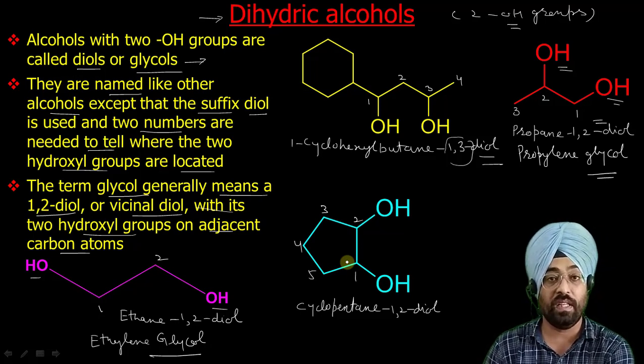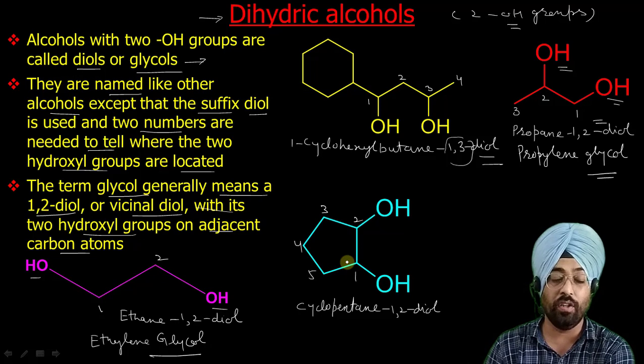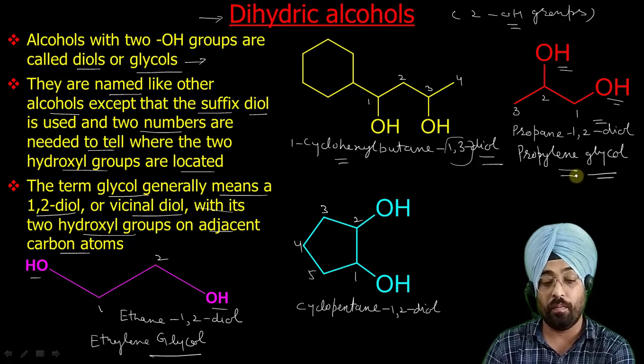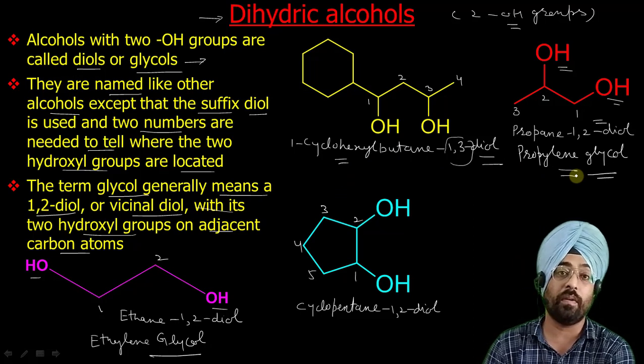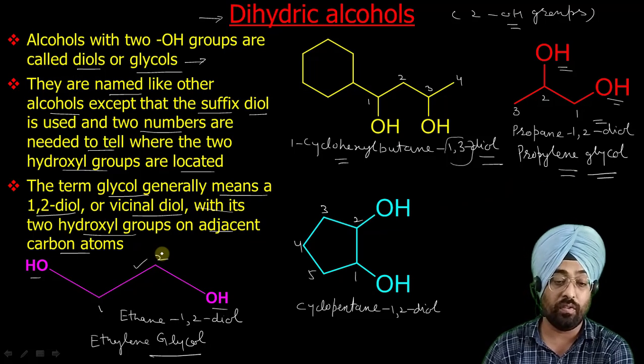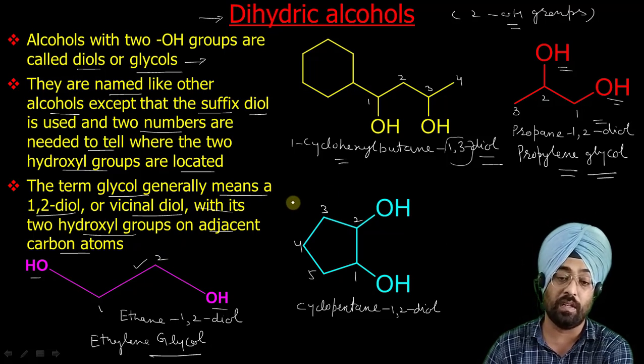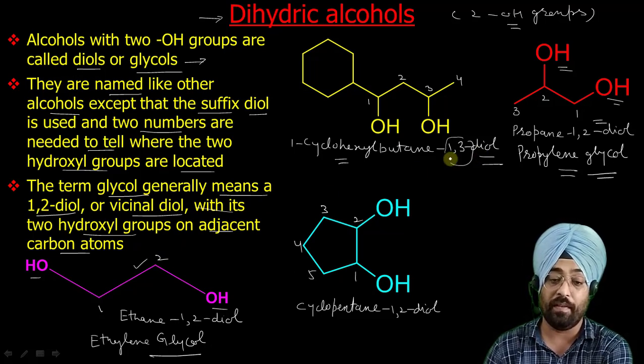So that's how we name these diols. You can use either an IUPAC name or these common names. For some compounds common names are popular, like this one is commonly called ethylene glycol, but you should also know their IUPAC name. The rules are the same as for naming simple alcohols, but now we just have to use diol, and we have to indicate the position of the OH groups with their locant positions. So that is how you name these dihydric alcohols.